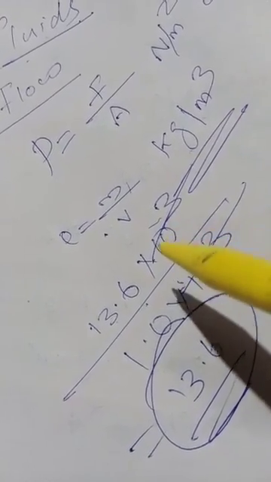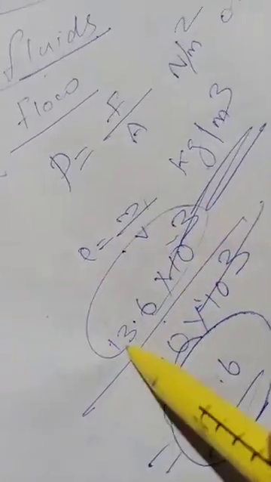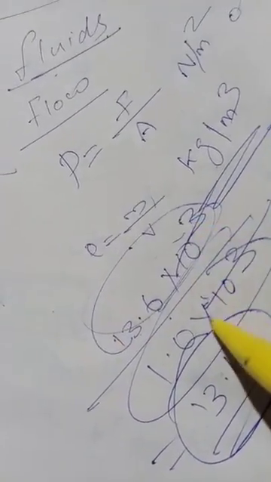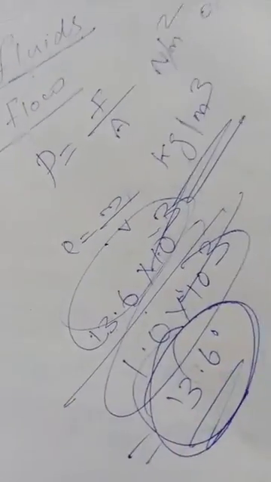And relative density: this is the density of one material and this is the density of another material. If you are finding the ratio of both materials, that will be the relative density of a substance. Next thing is pressure due to fluid.